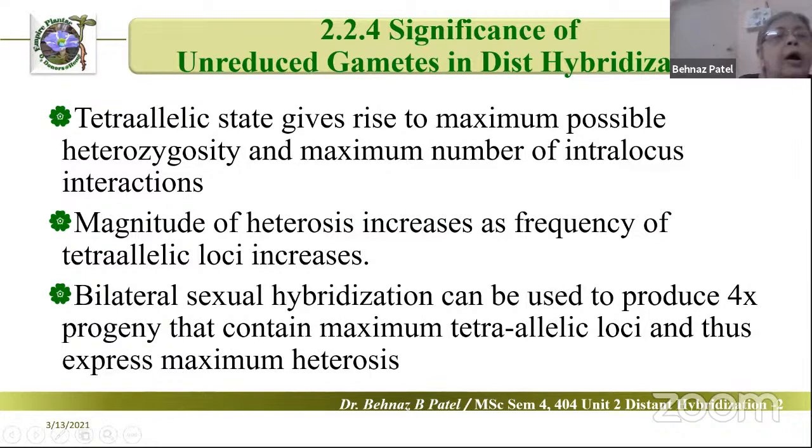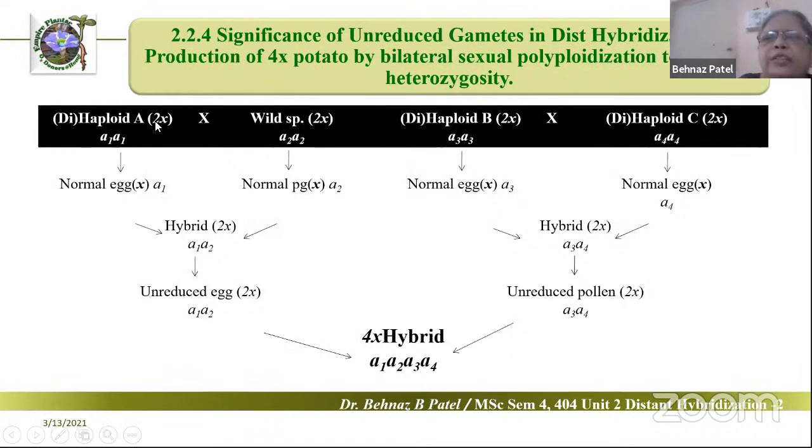Now, we saw how maximum heterozygosity will be produced. I won't tell you to draw this diagram. We have already drawn it earlier. But if this question is asked, of course, you would have to incorporate this diagram. So you would start with, let us say, a dihaploid and a wild species. Or instead of the wild species, you can also have a dihaploid clone there. It would produce a normal egg and a normal polar ring. It would be 2X, and presuming that this was A1, and again presuming that the wild species has been inbreeding and its alleles are A2, A2, then obviously it would be A2.